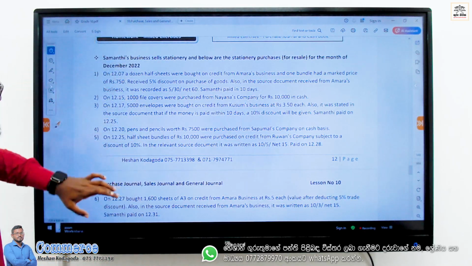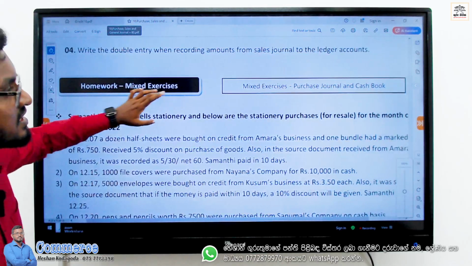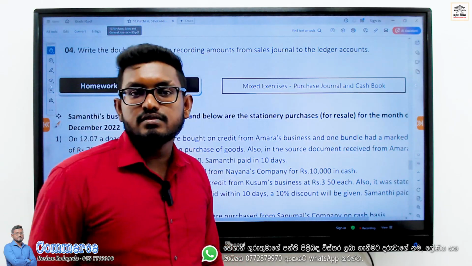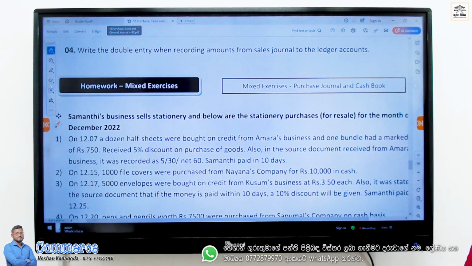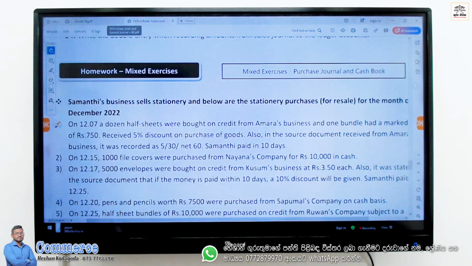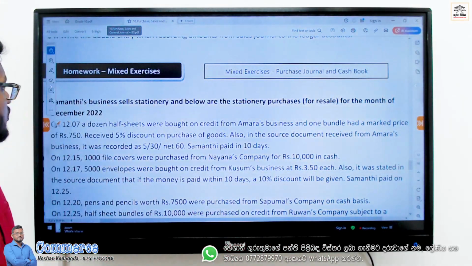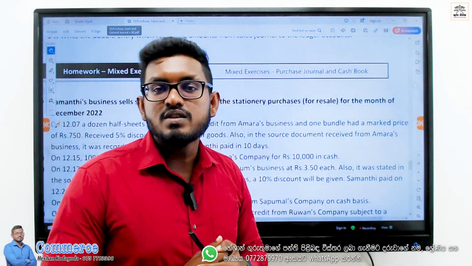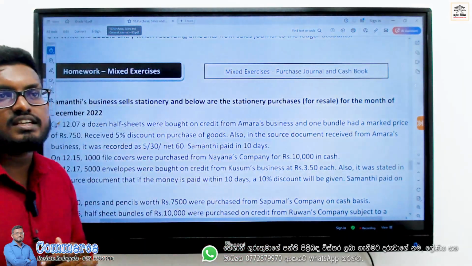Now let's move to the general journal. I have a mix of purchase journal and cash book in here. For example, Samanti's business sells stationery and below are the stationery purchases for resale for the month of December 2022. What are the trade goods of Samanti's business? Stationery. Stationeries are the trade goods. Is it clear to you guys?